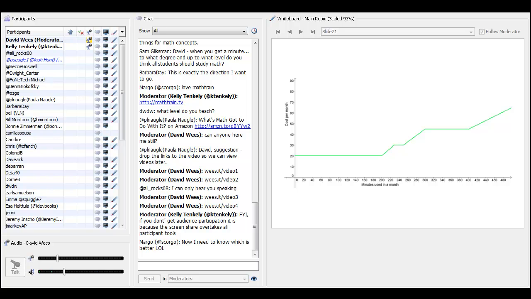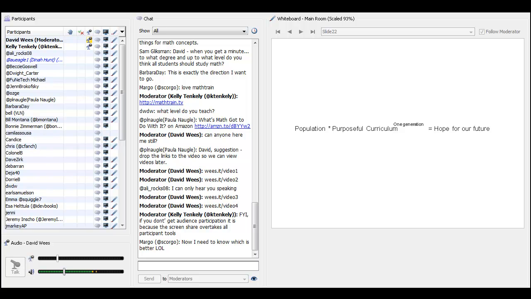Anyway, that's basically all of the ideas, but I have one last statement, is that if we had a population times a purposeful curriculum, I think with only one generation, we'd actually have some hope for our mathematical future.